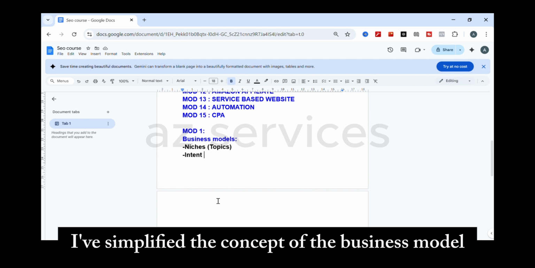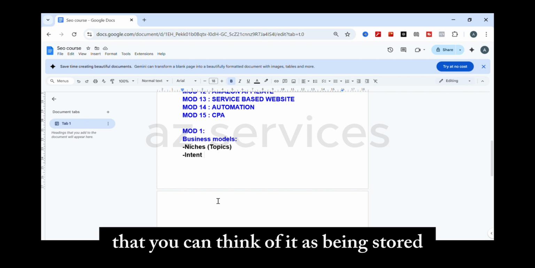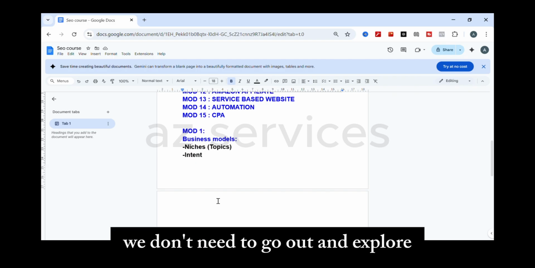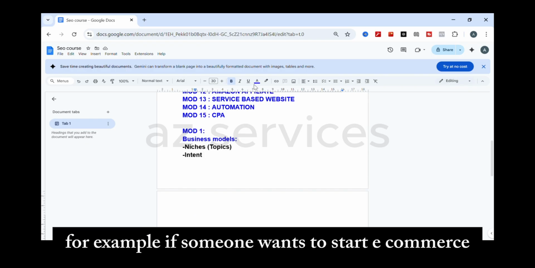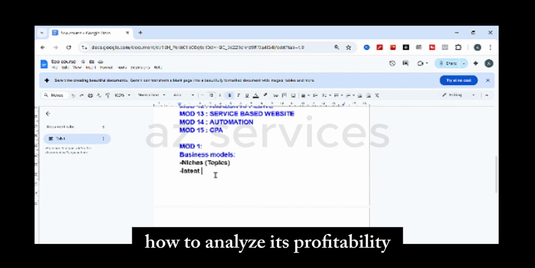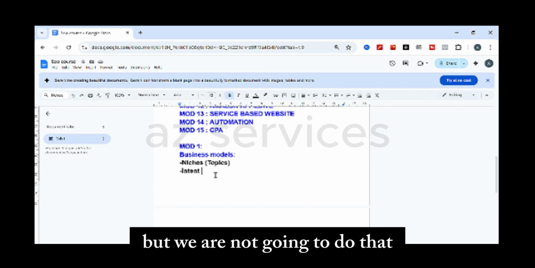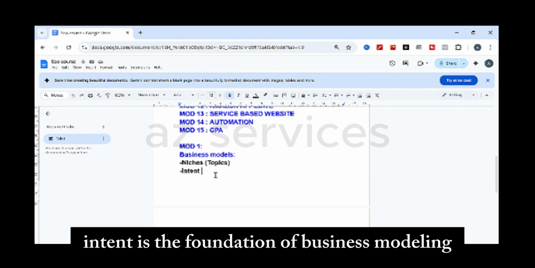I've simplified the concept of the business model to such an extent that you can think of it as being stored inside a small jar. Now, we don't need to go out and explore every type of business model. For example, if someone wants to start e-commerce, they usually ask how to find a niche, how to analyze its profitability, how to check for seasonality, and so on. But we are not going to do that. Instead, we'll focus on intent. Intent is the foundation of business modeling.